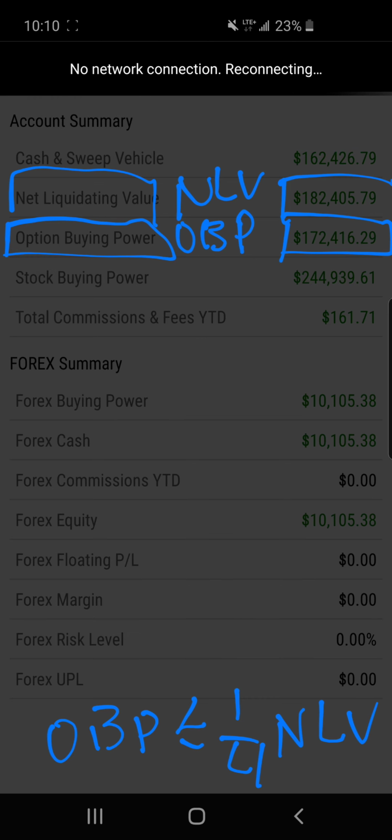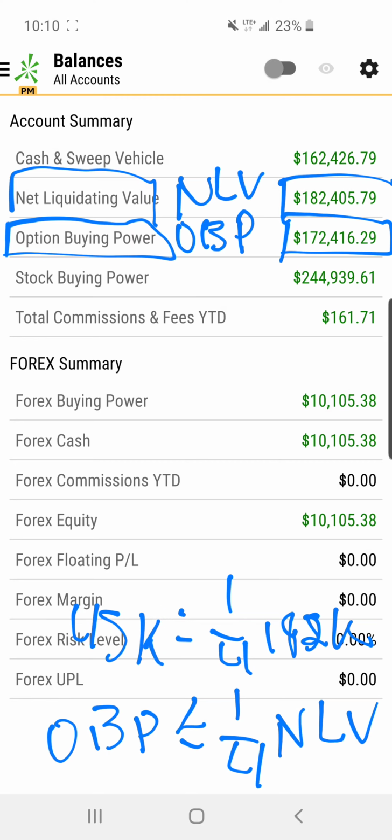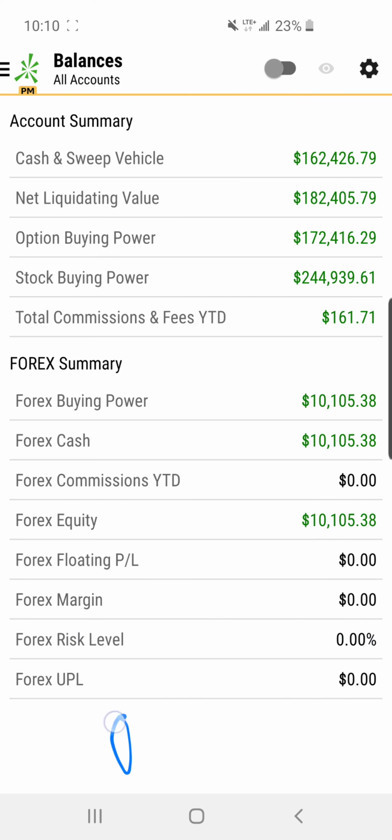So let's look at my account. I have $182,000 of net liquidating value. Let's divide that by 4, and we get about $45,000. So as long as my option buying power is less than $45,000, I'm within the rules of the competition.